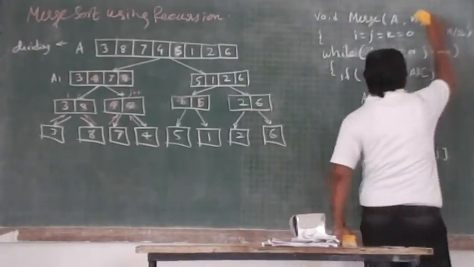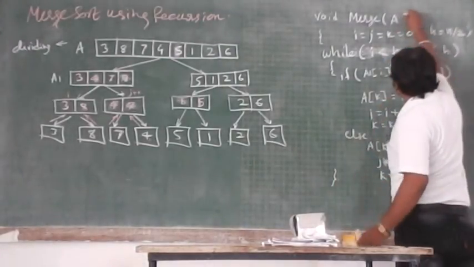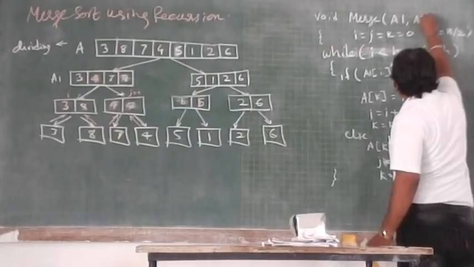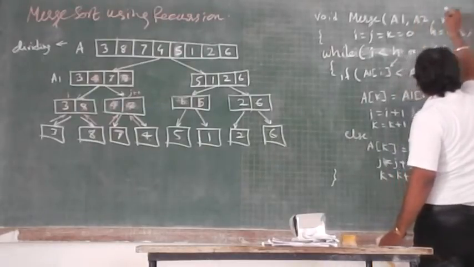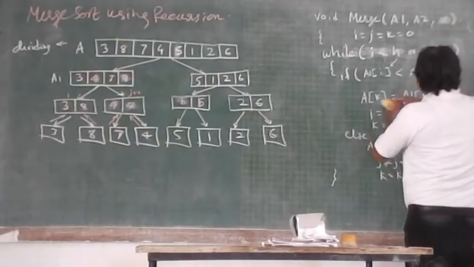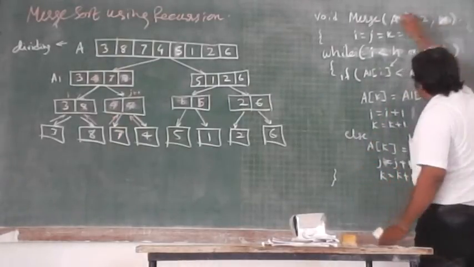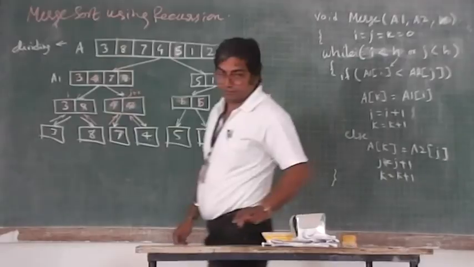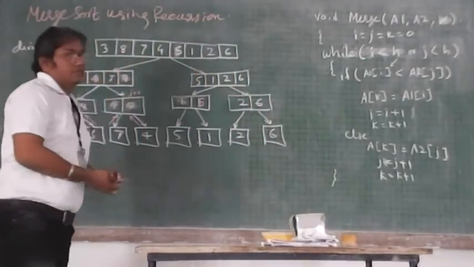You can consider it like this: A1, A2, or you can say in this case H is already given in merge sort as a parameter.